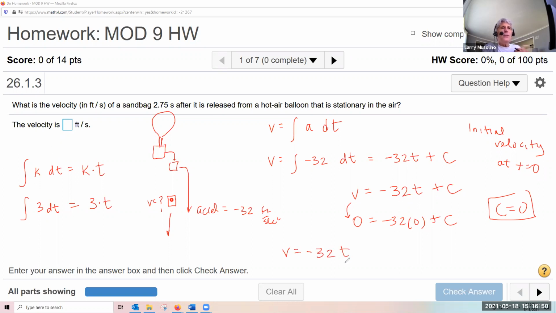So if you want to know the velocity at any time, take that time and multiply it by negative 32. Well, in our example, it's telling me the time is 2.5 seconds. So I'm just going to multiply negative 32 times 2.75 on my calculator. And again, it's going to be a negative quantity to indicate that the velocity is in a downward direction. So this turns out to be negative 88 feet per second.